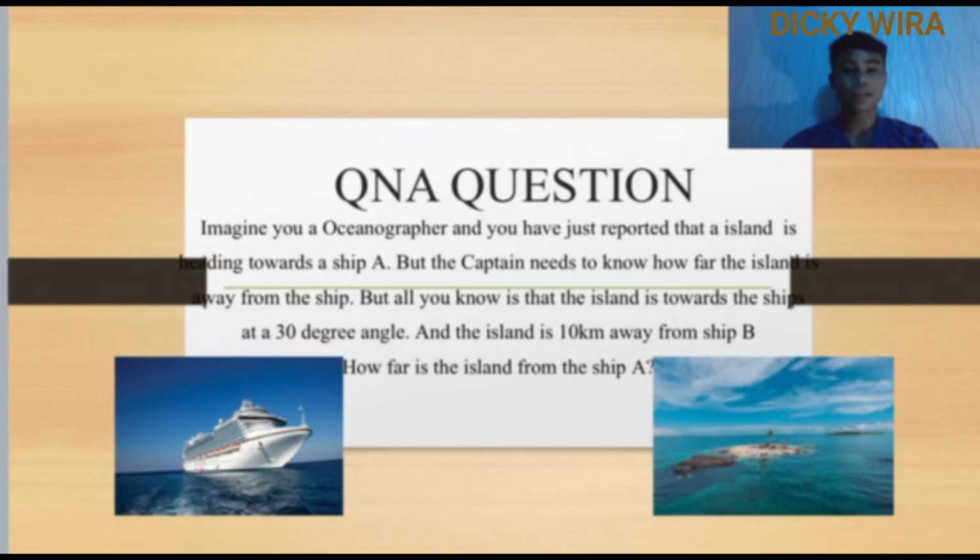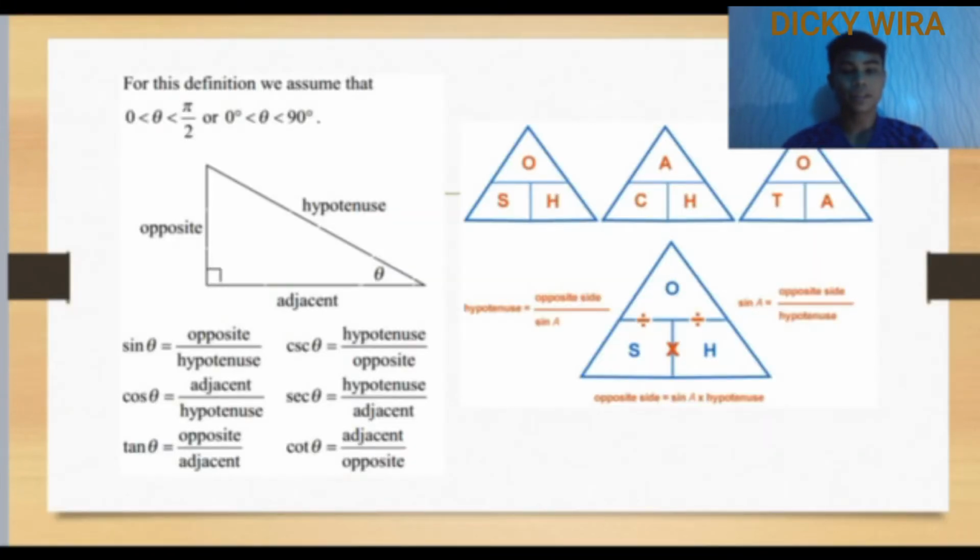Let's take a look at the next slide. In this display, we can see some formulas that we can use to solve the question. With the help of these formulas, we can find the answer. The hypotenuse is the longest side of the triangle, and the vertical side is the opposite of the triangle, while the horizontal side is the adjacent of the triangle.